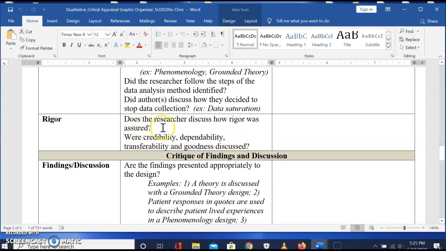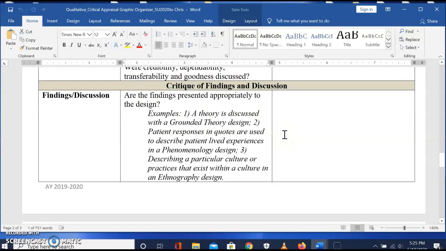Rigor is also very different in quantitative versus qualitative. In qualitative, we're looking at trustworthiness and authenticity. And so we're going to be using different words here, and you're going to have to look in your book for that as well. So we're coming down to the findings and the discussion.